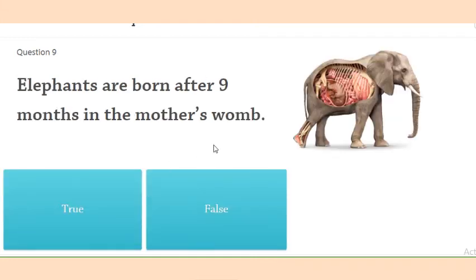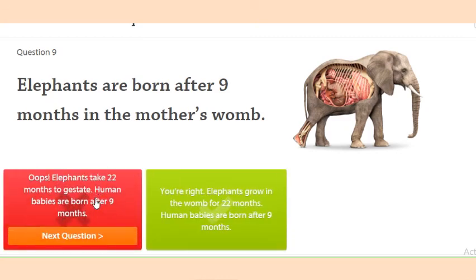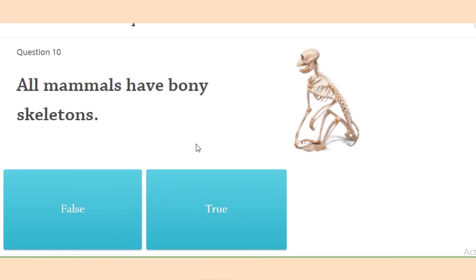Elephants are born after 9 months in the mother's womb. Humans are born after 9 months, but not elephants. I chose the wrong answer. Elephants take 22 months to give birth to their young, while humans need 9 months to give birth to their young. So this information isn't correct.